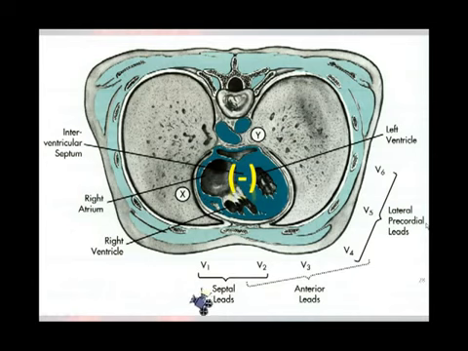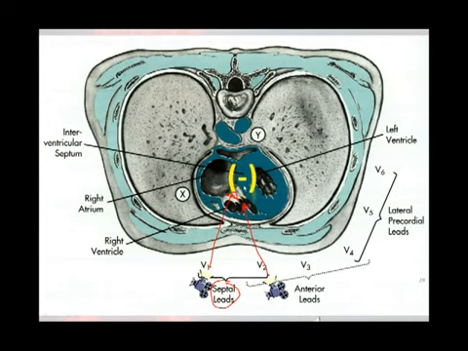We're going to start off with V1. V1 is actually going to look from the left side of the sternum directly into the heart right here. V2 is also going to look from the right side of the sternum, in the fourth intercostal space, directly into the heart. Now, ideally, these are actually considered septal leads because primarily you are looking at the interventricular septum. That's where the central terminal is actually located.